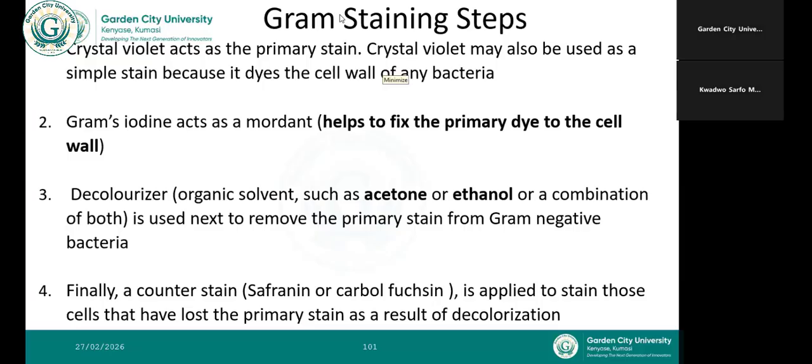So the principle is what I've just given you. But if you are asked to just go through the steps, you add the crystal violet, you time for about 1 minute, you add the Gram's iodine, you time for about 1 minute, you decolorize for about 5 seconds, 3 to 5 seconds. When you see color coming out, then you wash gently with tap water. Then you apply the counter stain. You will time for about 1 minute. So it depends on the protocol. Some time for 5 seconds, some for 1 minute.